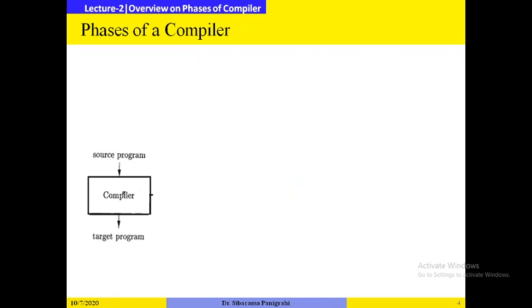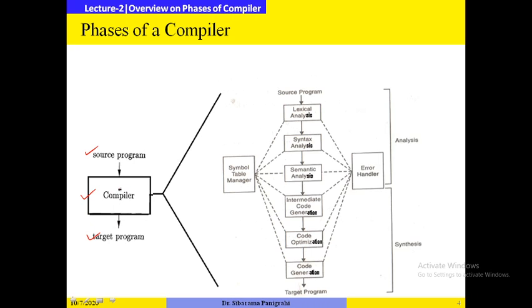You know that a compiler is a system software which translates a source program into a functionally equivalent target program. So let us go through what the phases of a compiler are. A compiler consists of 6 phases: lexical analysis, syntax analysis, semantic analysis, intermediate code generation, code optimization and code generation. And you see in every phase we have an error handler. Every phase is associated with an error handler.